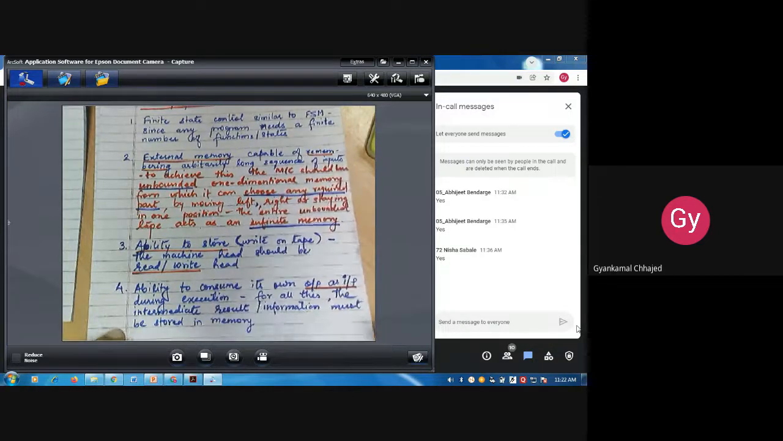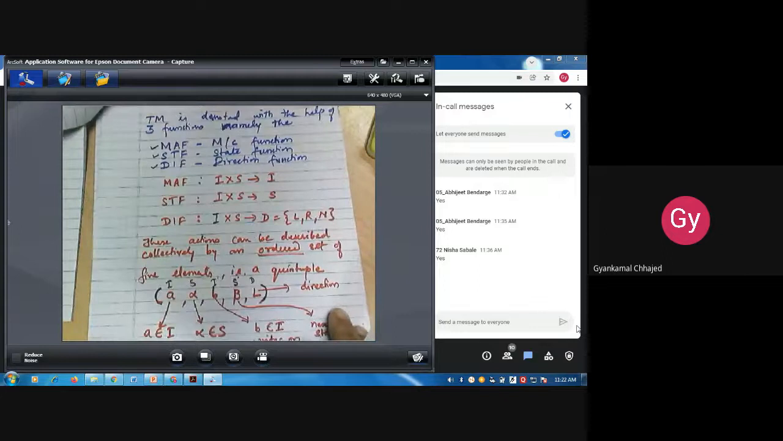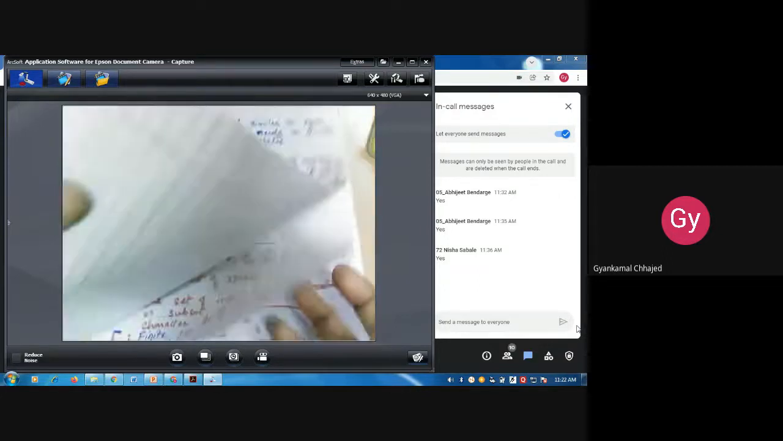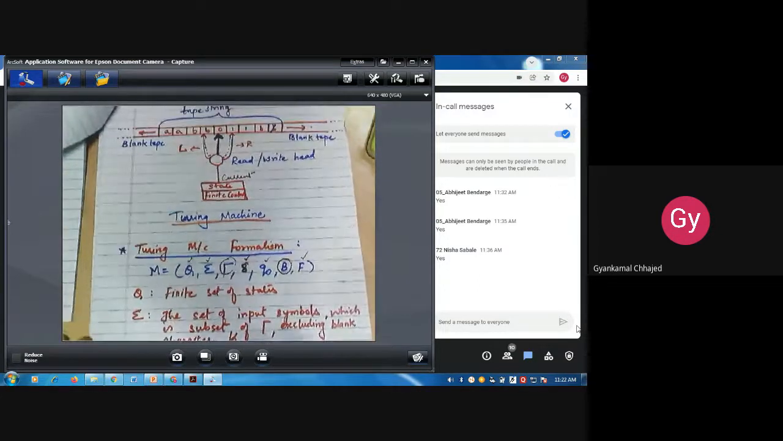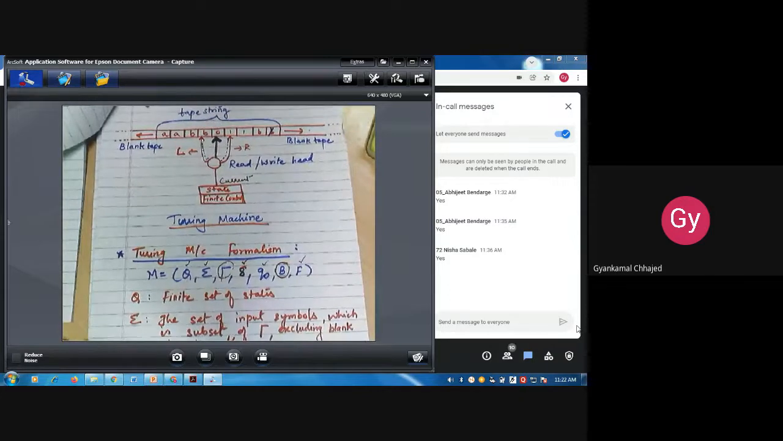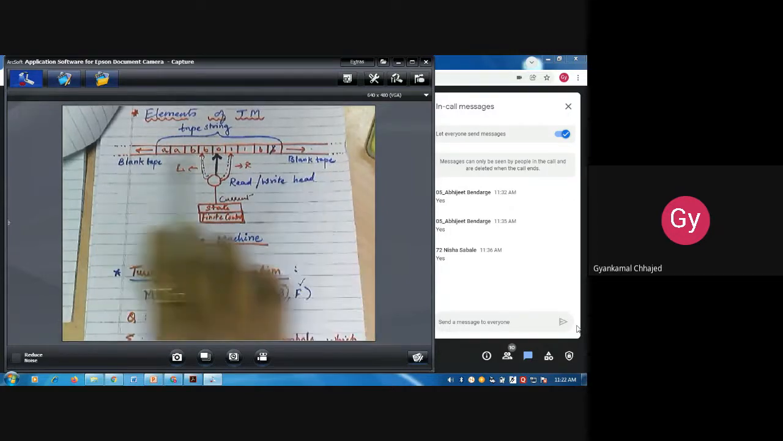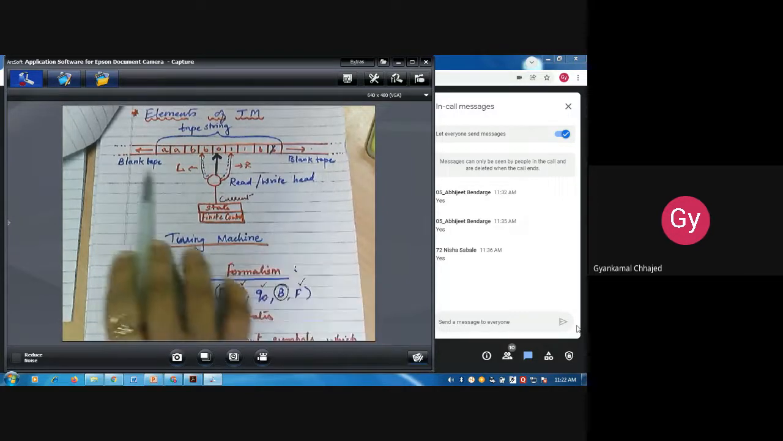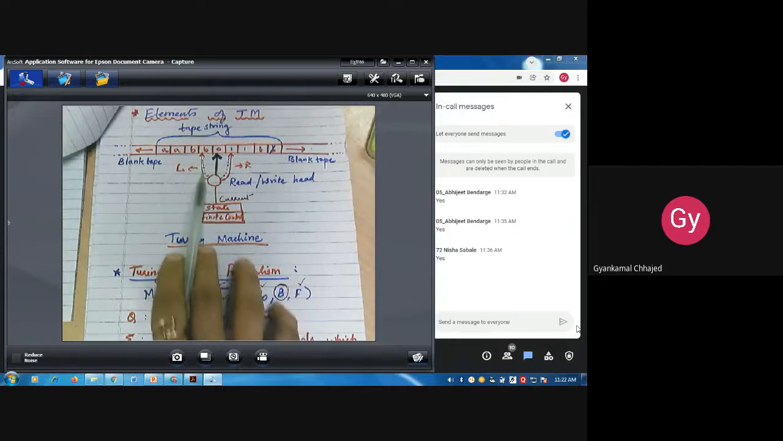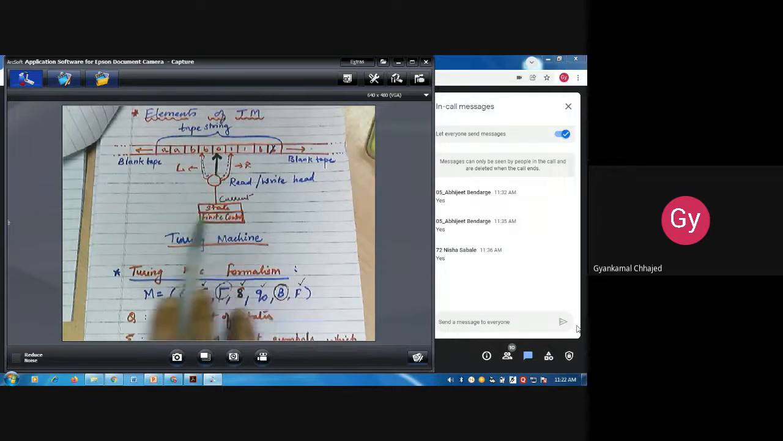Now we will see the structure of this Turing machine. Quickly we will revisit. I have already shown you the Turing machine elements. As shown, you can have an infinite blank tape on both sides. This head can move left or right, and this finite control keeps the information of the current state.